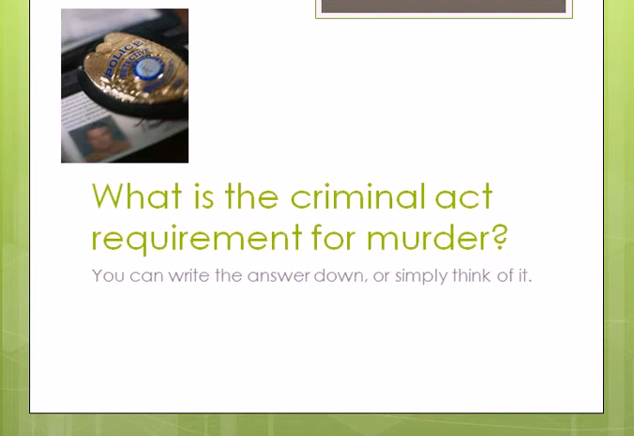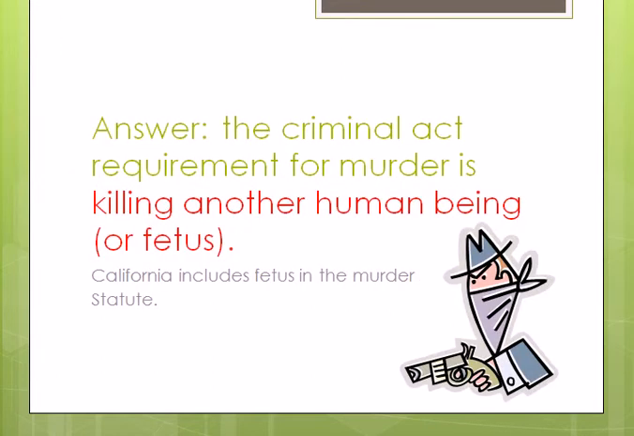Question number 1. What is the criminal act requirement for murder? You can either write the answer down or simply think of it in your head. Answer. The criminal act requirement for murder is killing another human being, or in some jurisdictions, killing a fetus is also murder. California is one of those jurisdictions.